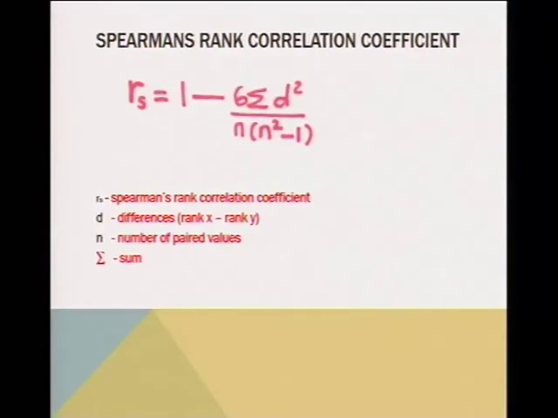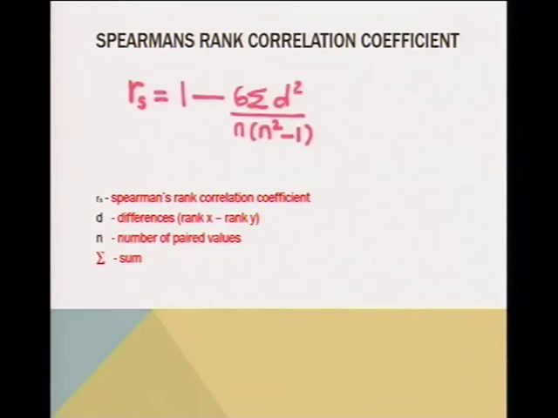The Spearman rank correlation coefficient. The formula is as seen on the screen: 1 minus 6 times the summation of d squared, divided by n open bracket n to the power of 2 minus 1. Now most of my students ask me, what is that 6? Where does the 6 come from? The 6 is part of the equation.